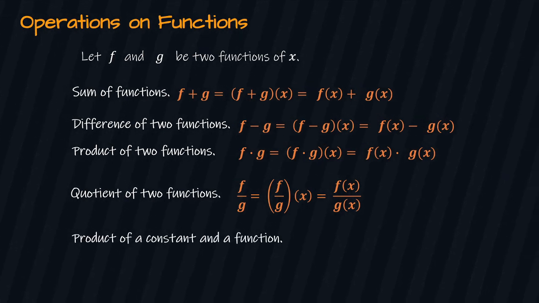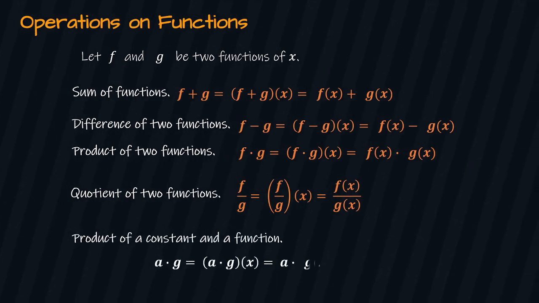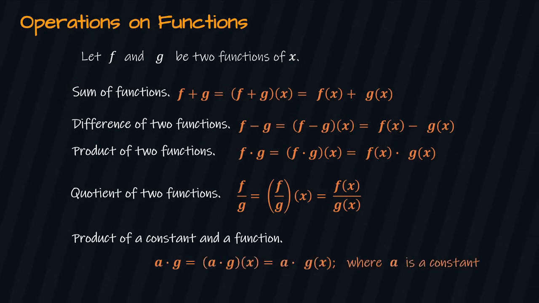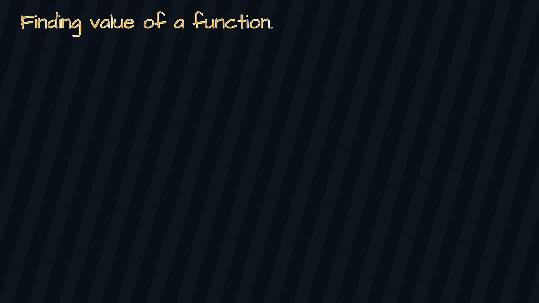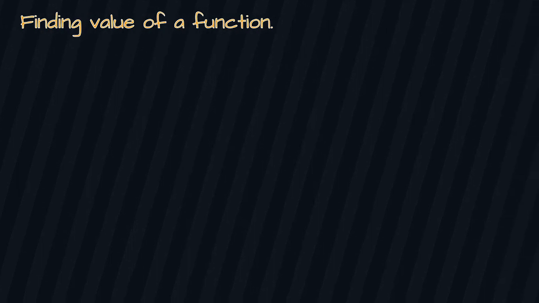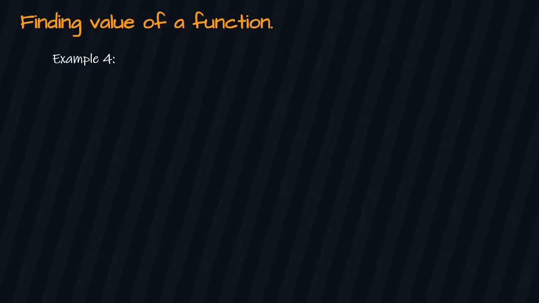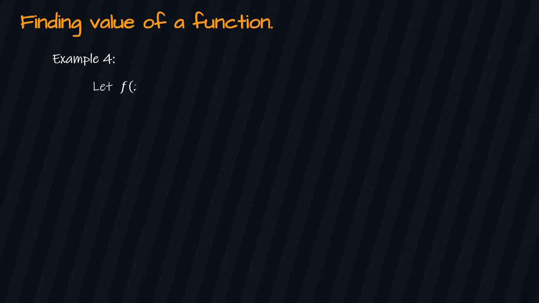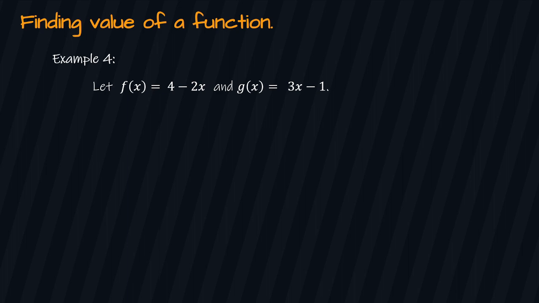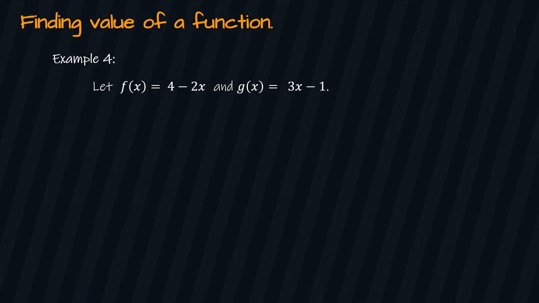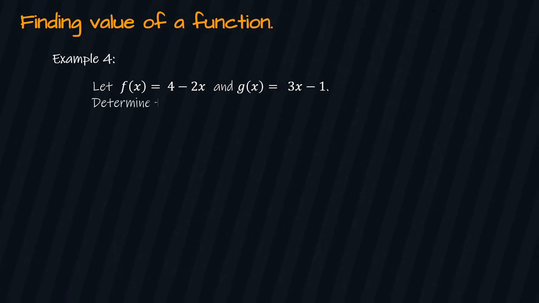For the product of a constant and a function, where a of course is a constant, let's now try to find the value of a function with a given operation. Example 4. Let f of x equal 4 minus 2x and g of x equal 3x minus 1. Find the following.